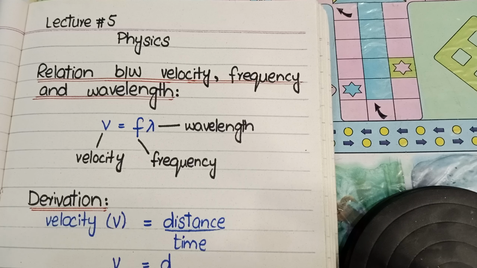It's lecture number 5 from chapter number 1, in which we will derive the relationship between the velocity, frequency and the wavelength.